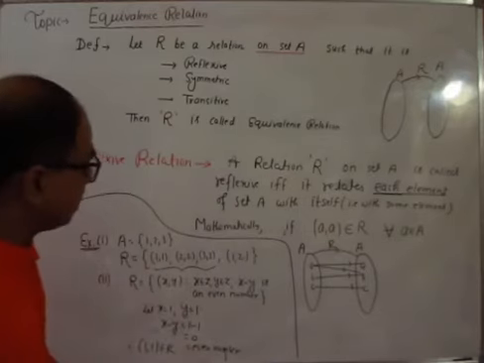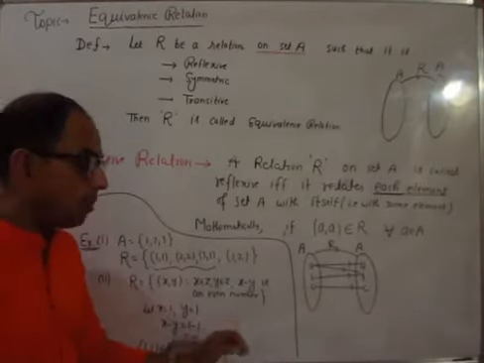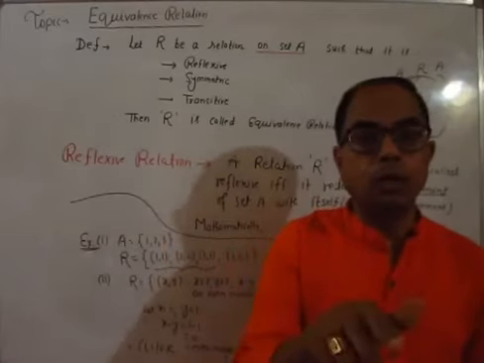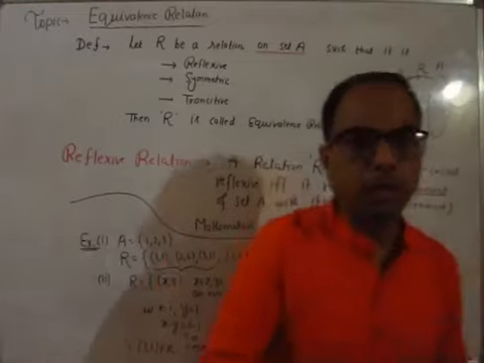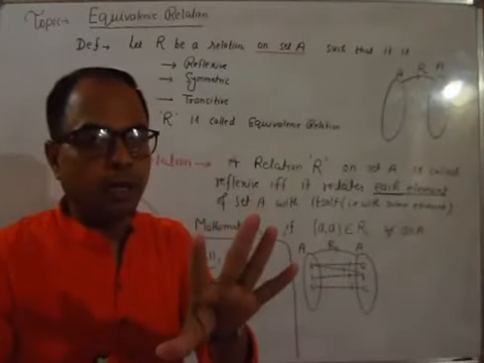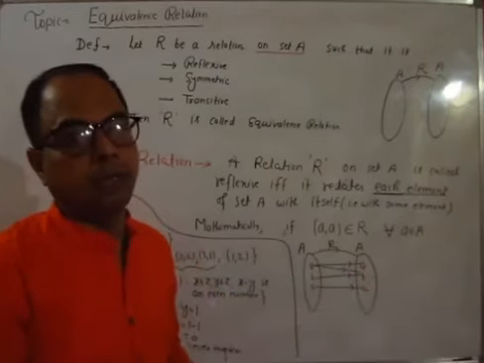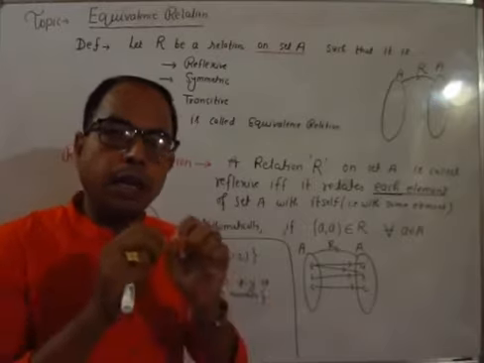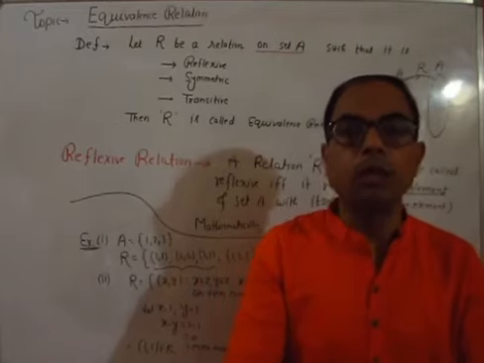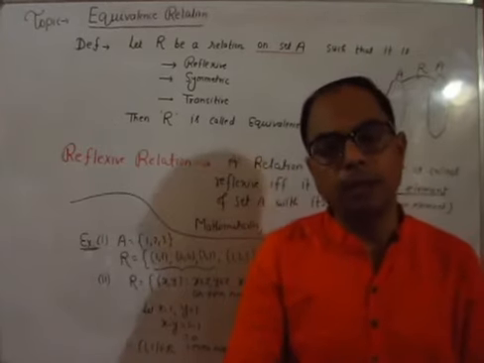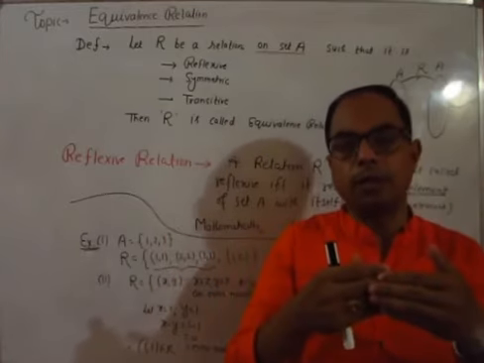Understood what I am trying to say? If the relation is given in set builder form and you have to prove it is not a reflexive relation, then it is easy. Take one example and show that it does not satisfy the condition of reflexivity. Then directly we can say that it is not reflexive. If any one example does not satisfy the condition of reflexivity, what is the condition of reflexivity? Each element should be related with itself, the same element.